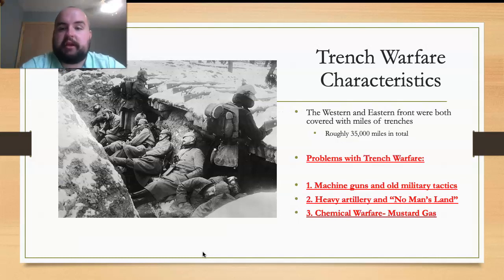But anyway, a little bit more about trench warfare characteristics. The Western and Eastern Front were both covered with miles and miles of trenches. There were roughly 35,000 miles of trenches on the Western and the Eastern Front. A couple of the main problems you need to be aware of with trench warfare. One was their use of machine guns and old military tactics. For those of you who are aware of the basics of how old military tactics were used, essentially when you had muskets and things like that, the armies would just line up straight in front of each other, fire a little bit, advance, and just keep firing on each other.